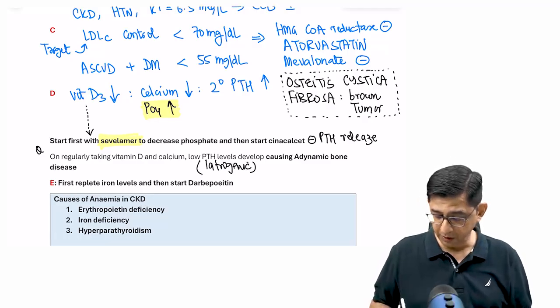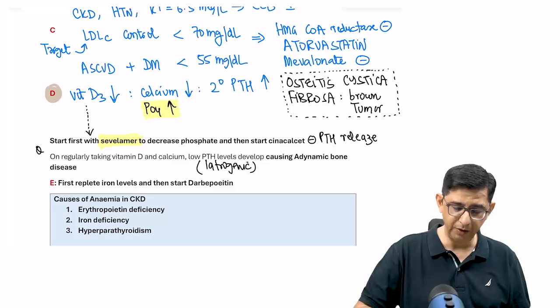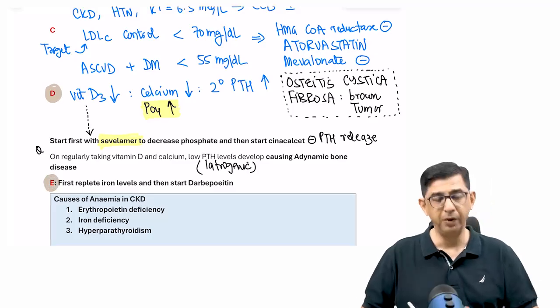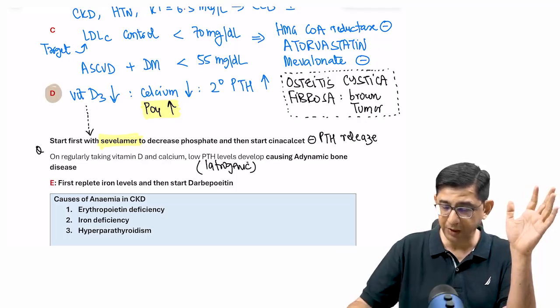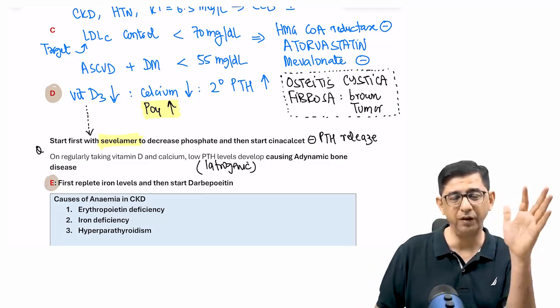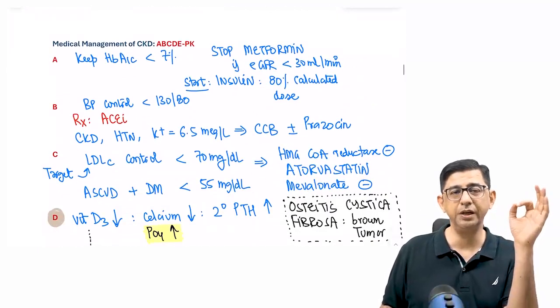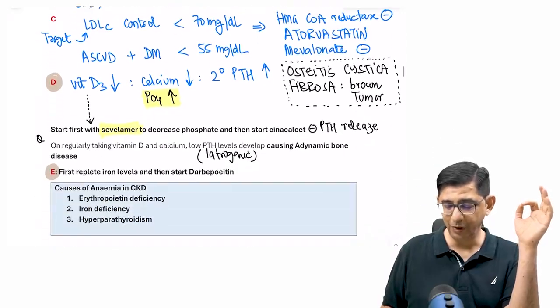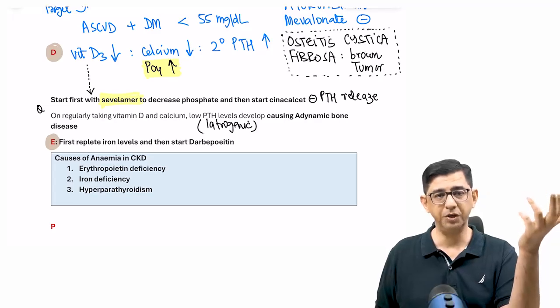The D component I would rate as one of the most important parts with respect to CKD, and then is the E component. Both of them have been asked in NEET PG 2025, 2026. Irrespective of the years I say, the D and E components of CKD are the most important part of this slide, A, B, C, D, E, right? The E component is that erythropoietin is less, so I need to give darbepoetin to the patient.